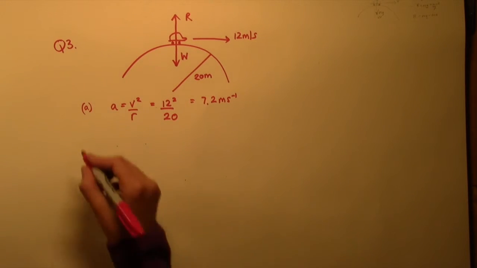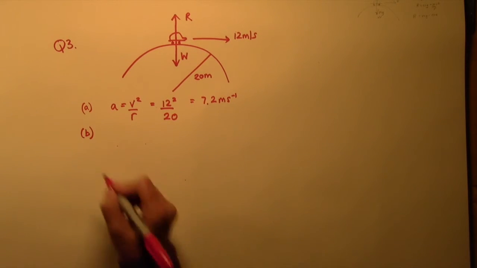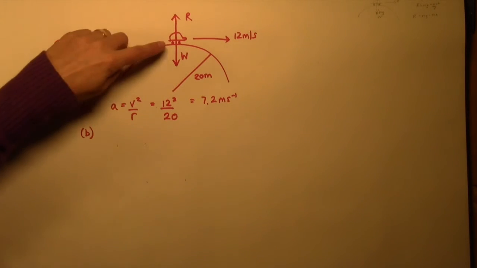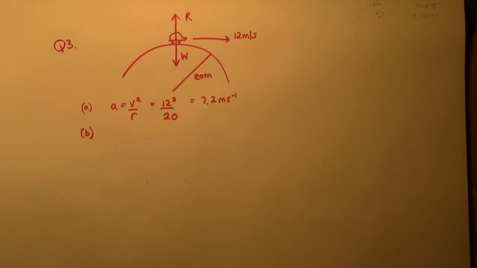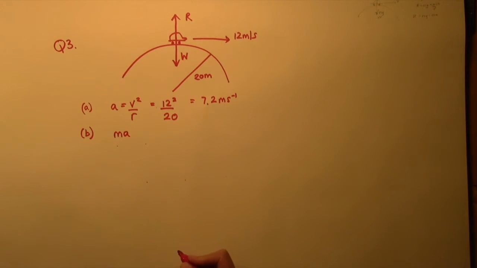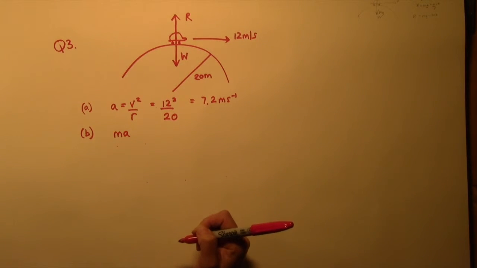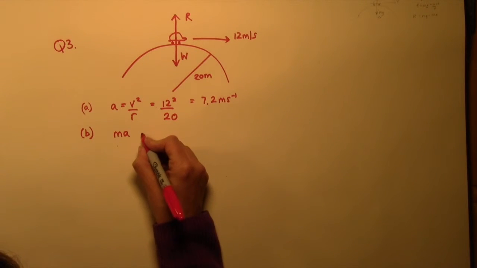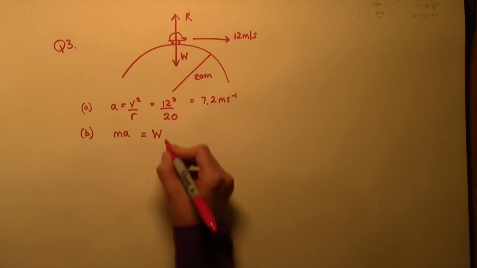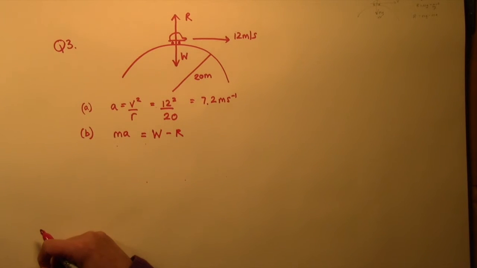Okay, so we're going on to part B now, which is an area of difficulty. The way we deal with this is we think about the car at the top and the vertical forces involved in the car at the top. So we've got our acceleration, our centripetal force acting downwards is ma. Now ma is the weight acting downwards minus the normal reaction force, which is acting vertically upwards.